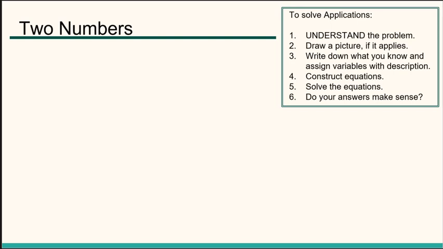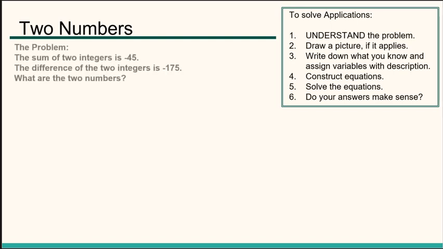First up, we're going to do an example of a two-number problem. In order to solve application problems, the number one thing you need to do is understand the problem. Step two is always fun: draw a picture if it applies. I love to do this. Three, write down what you know and assign variables with a description. Four, you're going to construct some equations. Number five, you'll solve those equations. And step six, do your answers make sense?